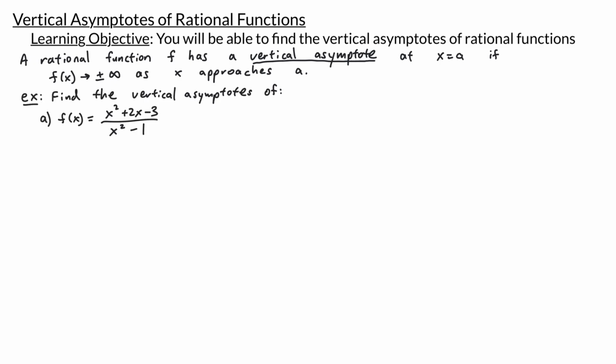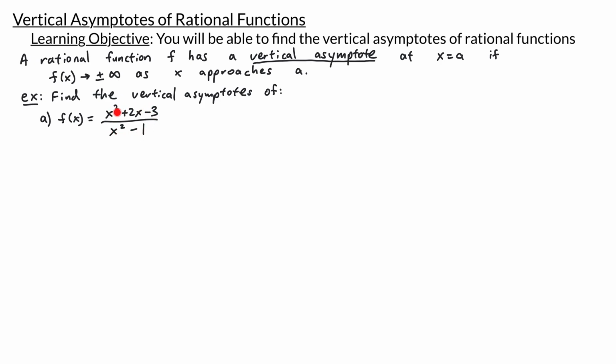In example A here, we want to find the vertical asymptotes of the function f of x equals x squared plus 2x minus 3 divided by x squared minus 1. If we want to find vertical asymptotes, we want to think under what circumstances will the outputs of my function f of x go to positive or negative infinity.